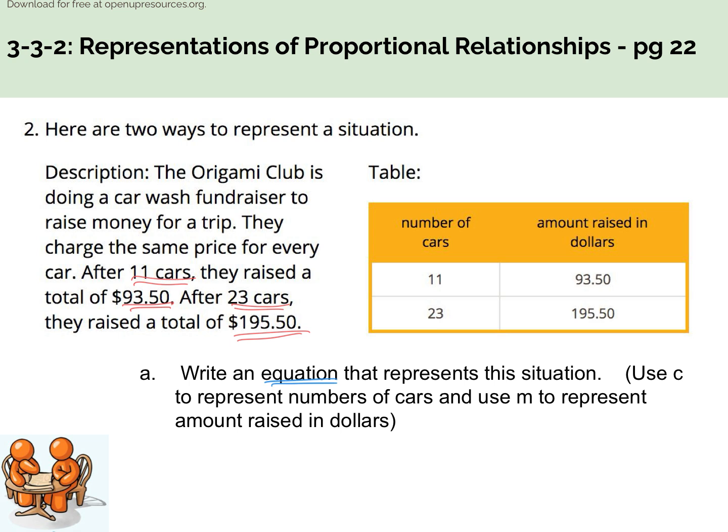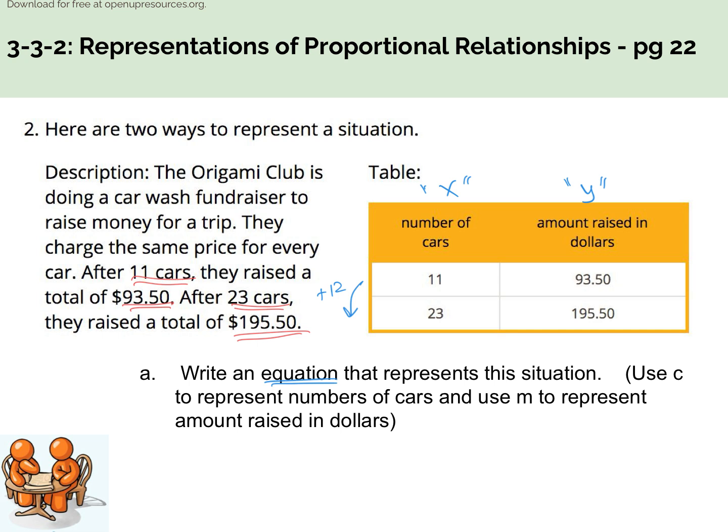All right, so let's go ahead. We need to find our slope. So number of cars is our X value, right? And then the Y value is the money raised. So how do we find the slope going from 11 to 23? So we can do 23 minus 11. All right, so that's 12. So it's adding by 12.